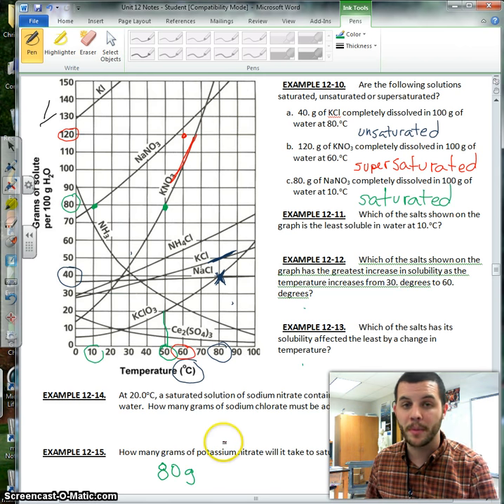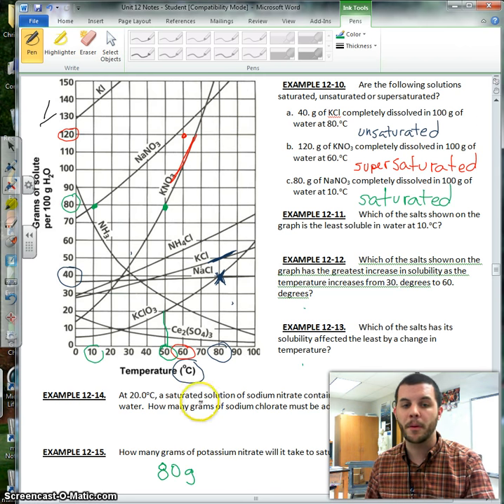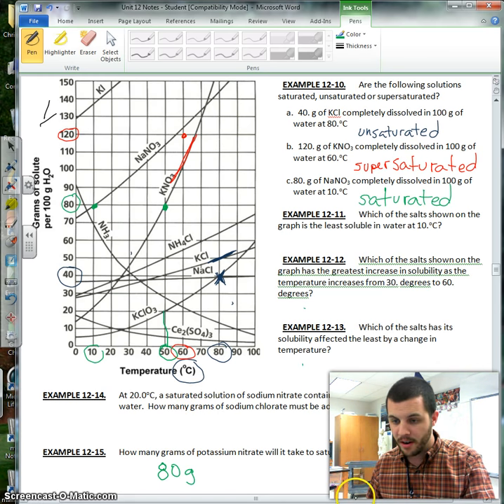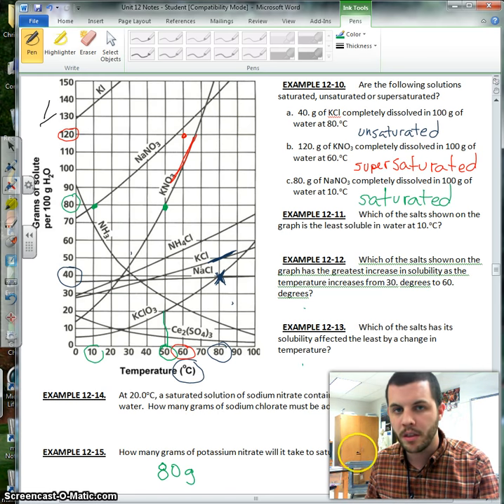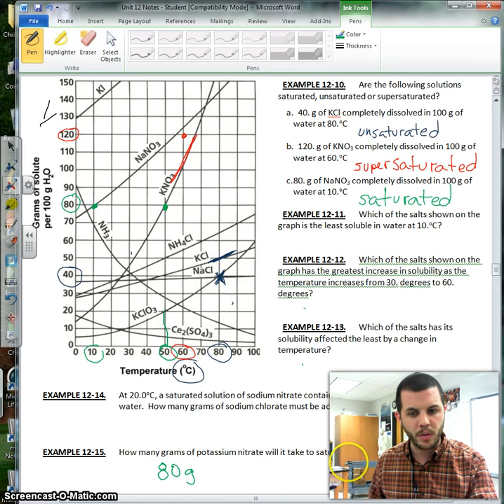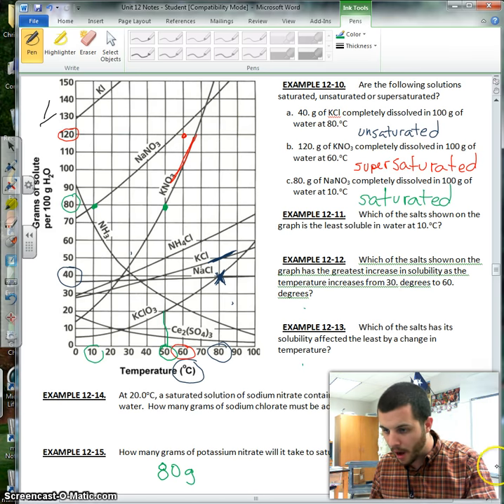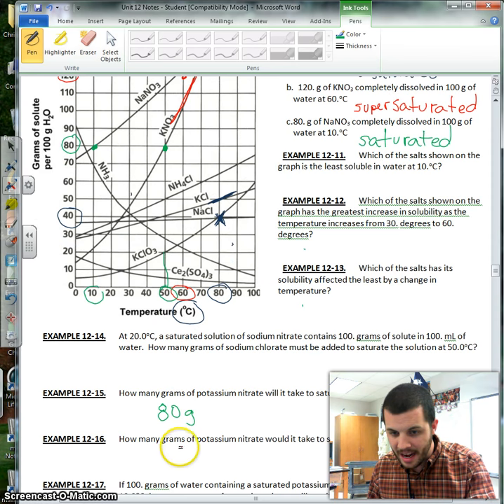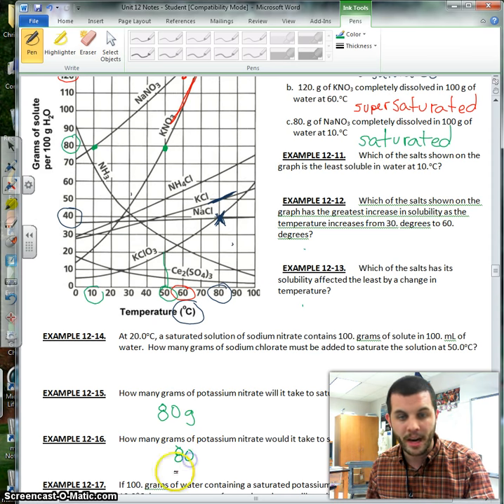The next problem is almost the same exact problem, but we're changing our amount of water from 100 grams to 300 grams. So what we're going to do now is I'm going to say, okay, you know what? I know that 80 grams will dissolve in 100 grams of water.